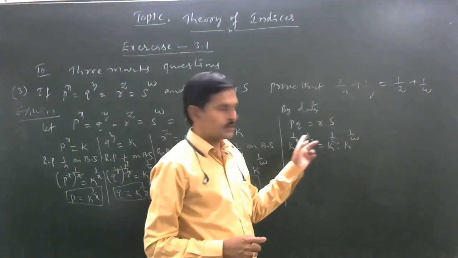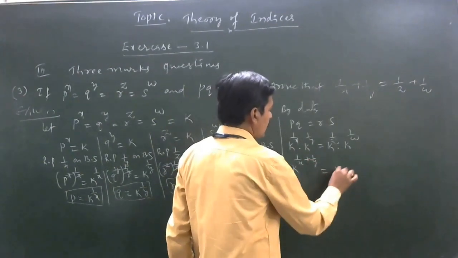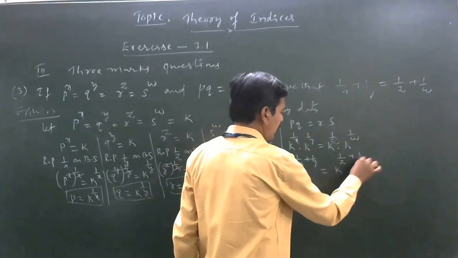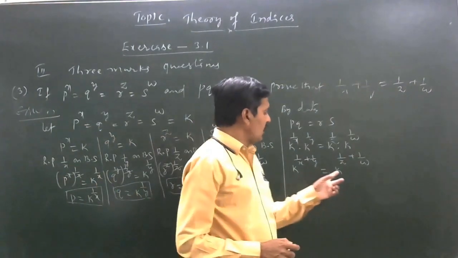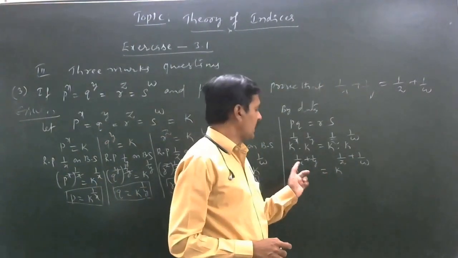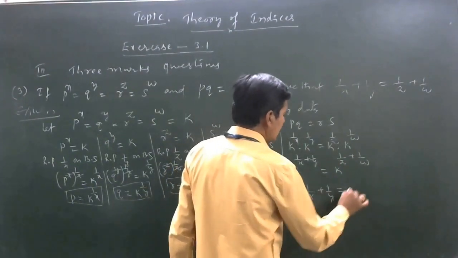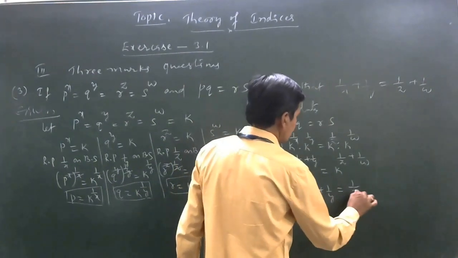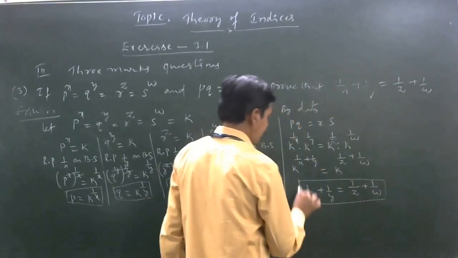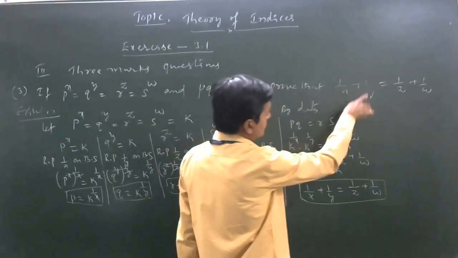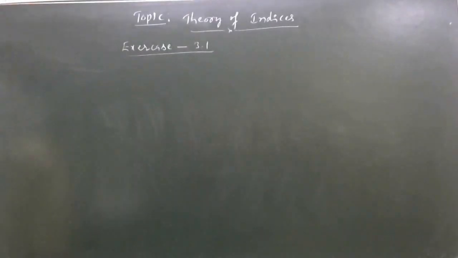Here the bases are equal. When bases are equal, the powers should be added. Here k^(1/x + 1/y) equals k^(1/z + 1/w). Here the base value on both sides is the same, so by equating the power values, 1 by x plus 1 by y is equal to 1 by z plus 1 by w. Hence proved.